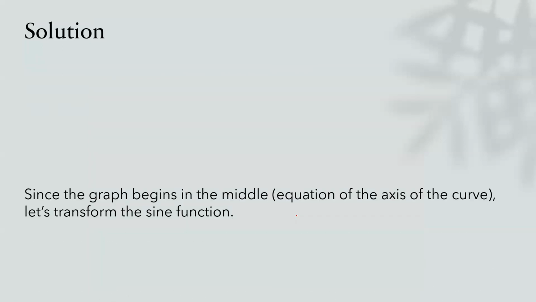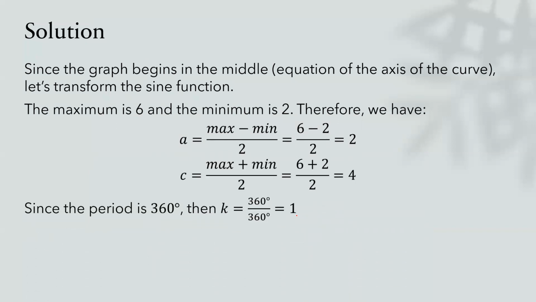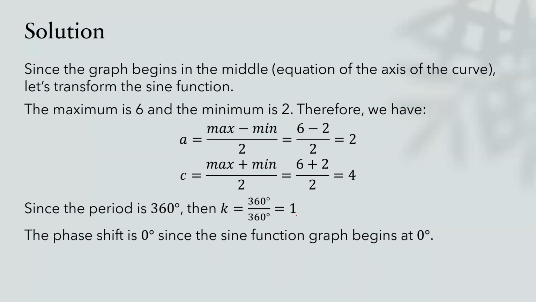Perfect. So far, so good. So now, piecing all this together, we know that since the period is 360 degrees, then k is 360 degrees divided by 360 degrees, which is 1. Now, notice that I didn't put the absolute value because, like I said, most of the time we'll assume that k is positive anyways. And the phase shift is 0 degrees because the sine function starts at 0 degrees.